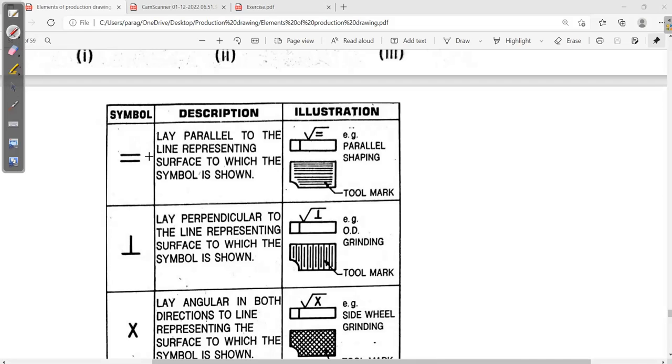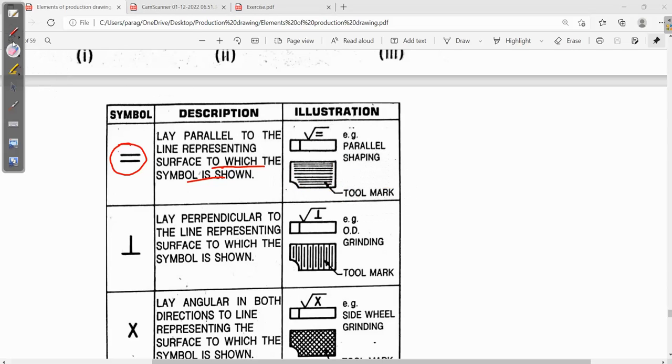Now this is the symbol for lay. Lay parallel to the line representing the surface to which the symbol is applied. Suppose we are performing a facing operation on a rectangular workpiece. At that time the tool will move from this side, and also move back, so the lays will be of a similar pattern. Definitely it will be of a similar pattern. So these are tool marks or lay.